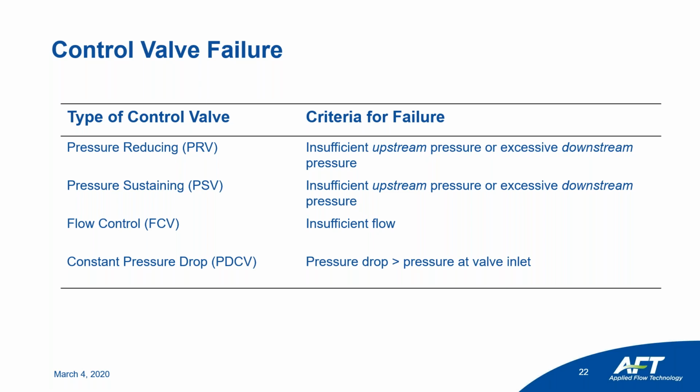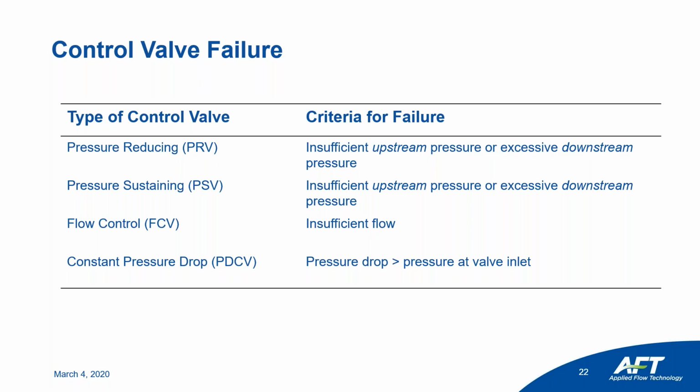Flow control valves are much more intuitive. So if there's insufficient flow, if your valve is fully open and you're still not seeing the flow rate that you're controlling to, it'll fail open because it has nothing to control. It has no pressure loss that can correct the overpressure it's seeing. And then finally, there's constant pressure drop. Technically in Fathom, I don't think it has a criteria for failure, so it won't open or close. It'll always apply that constant pressure drop.